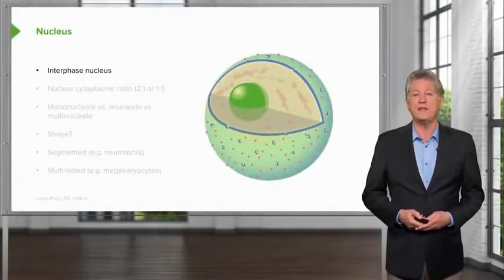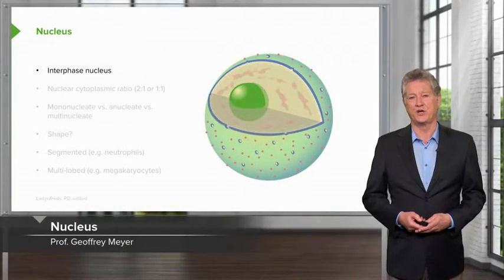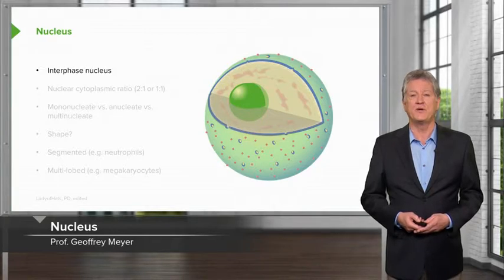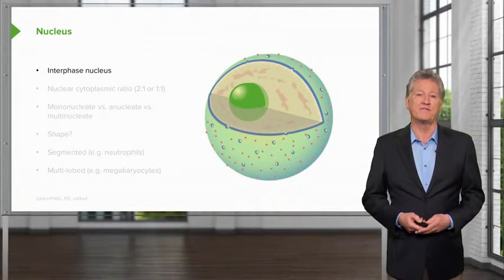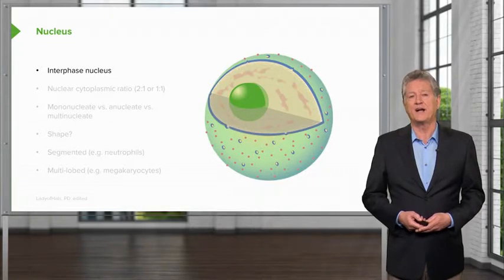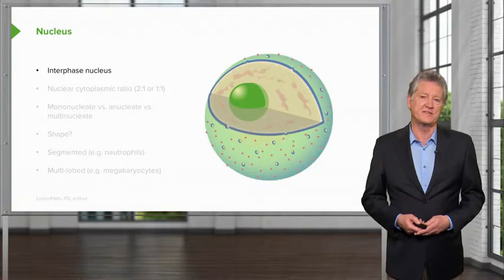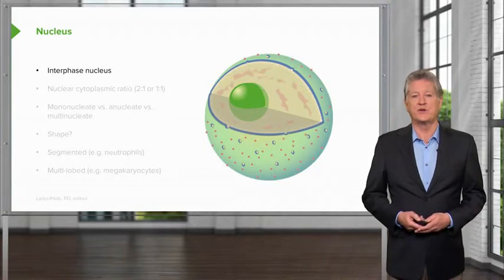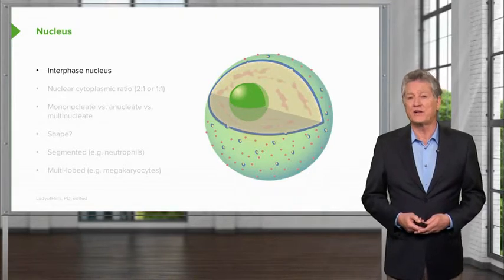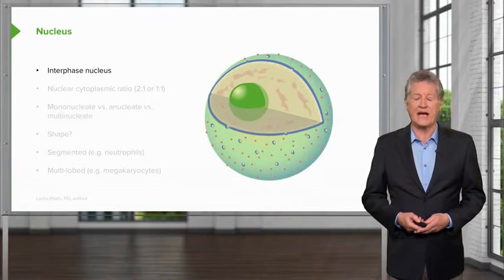First of all, let me talk a little bit about the cell nucleus. It's shown here in diagrammatic form. We normally talk about the nucleus during the interphase part of the cell cycle. That's when the nucleus is bound by a nuclear envelope or a nuclear membrane and not undergoing mitosis.